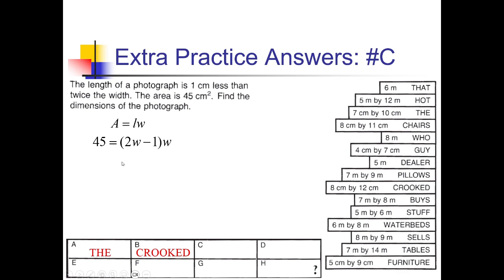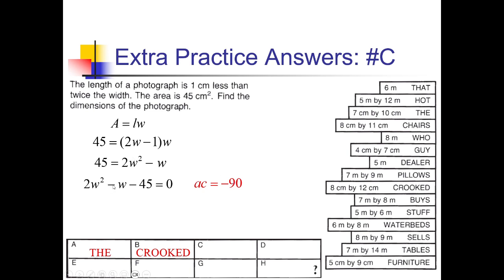All right, another quadratic. Let me multiply this out, zero it out, and see if I can factor it. So we have 2W squared minus 1W over there, if I distribute that W. And then subtract the 45 to get that over to the other side. Now I can't take out any common factors, so I'm going to go with AC method on this one. So 2 times negative 45, that's going to give me negative 90. And now I'm looking for factors of negative 90 that add up to negative 1 right here.